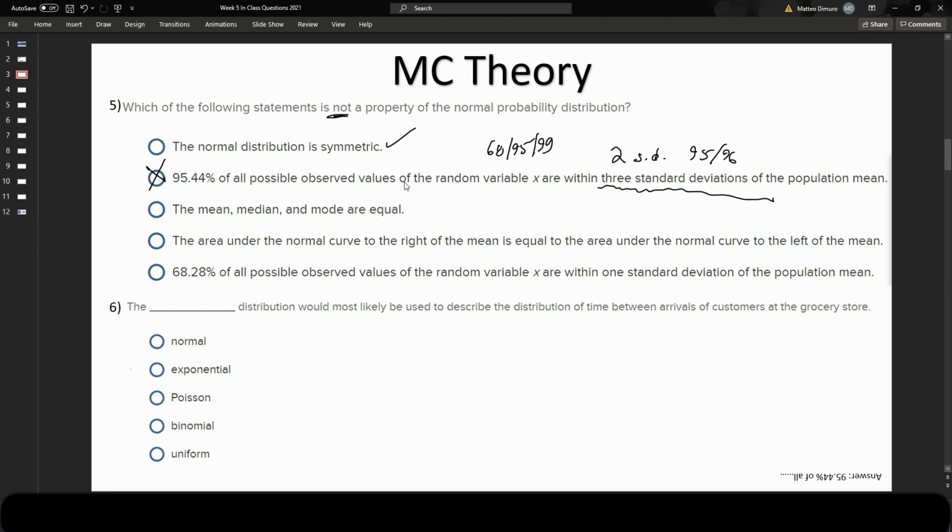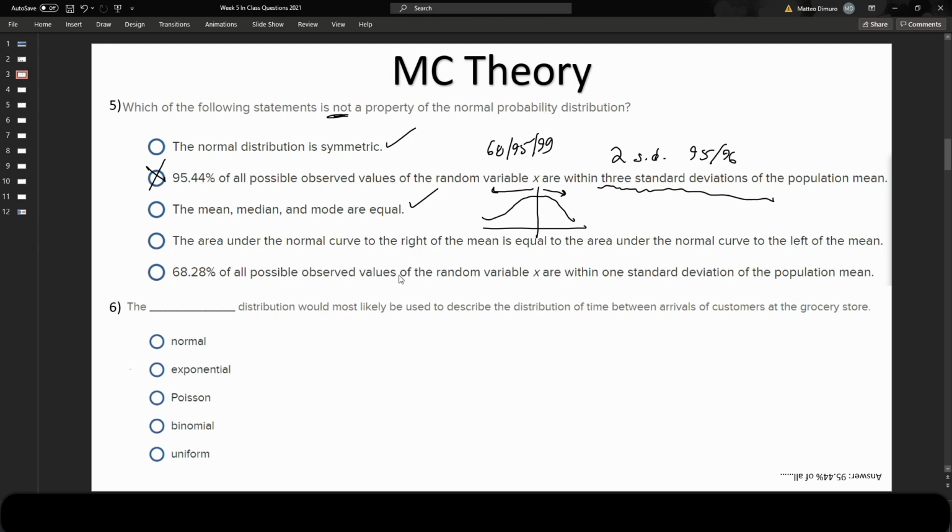However, I always like to check them all to make sure. So the mean, median, mode are equal. Yes, in the ideal distribution, that's true. The area under the normal curve to the right of the mean. Okay, so to the right of the mean, here's a normal distribution. The mean is here, so to the right of it is equal to the area under the normal curve to the left. Yes. When you have a perfect normal distribution, that is indeed true.